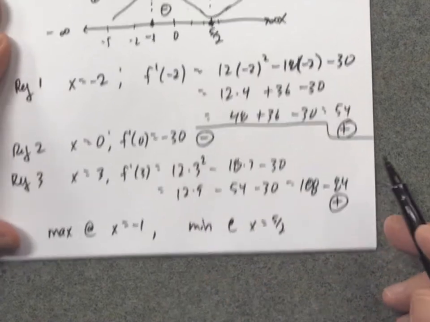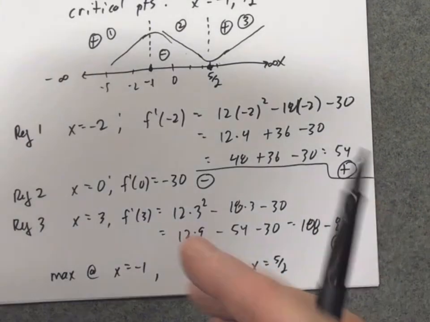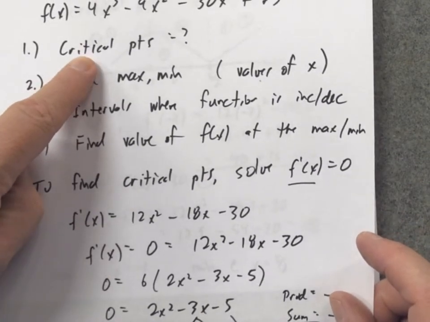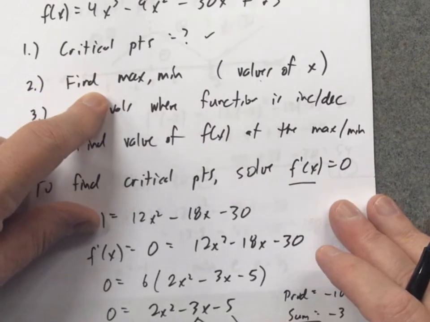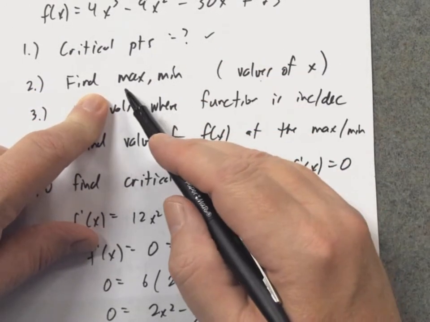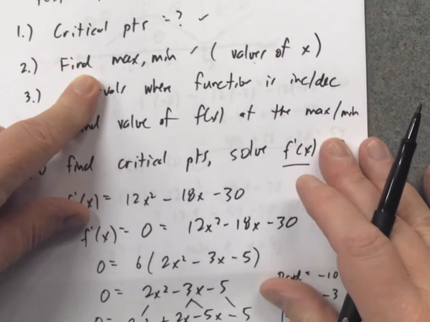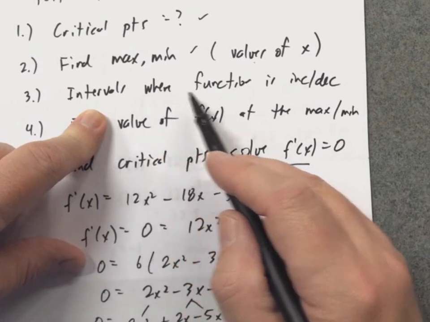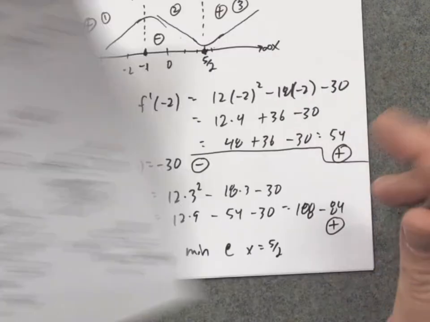Now that we've found this, look at the questions we started with. What are the critical points? Okay, we did that. For those critical points, are they maxes or mins? We've now determined that. Now they said find the intervals where the function is either increasing or decreasing. Well, that's pretty easy to do.